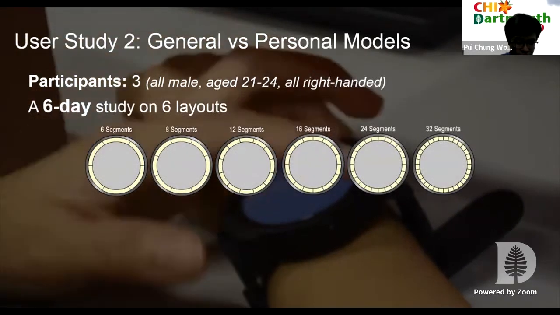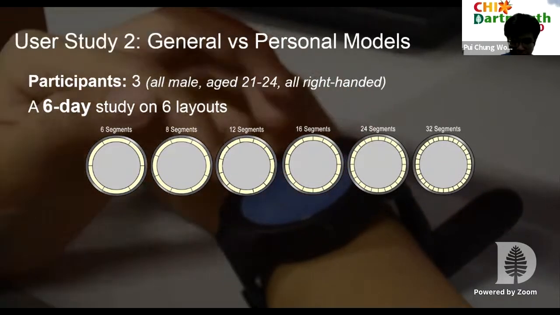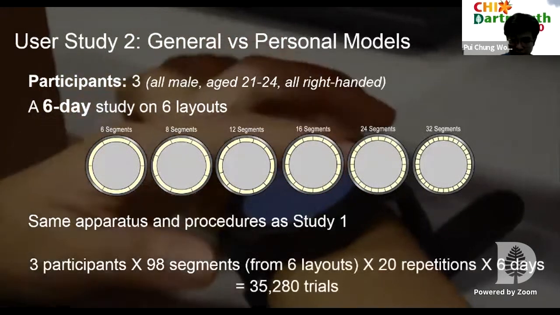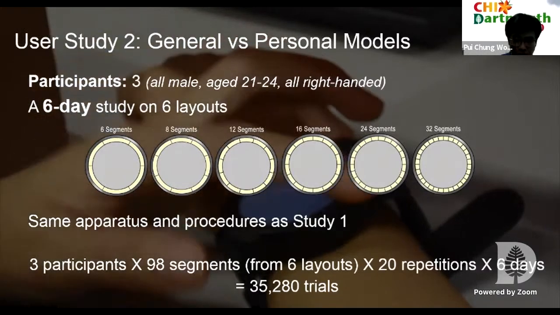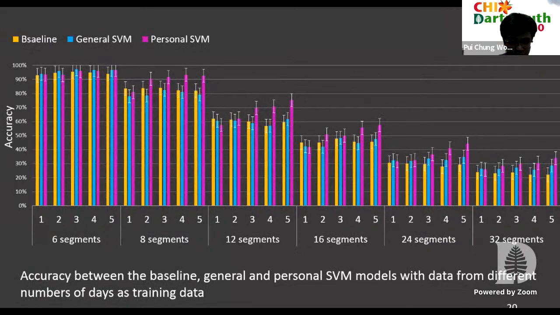And we also ask the user to perform Bezel initial swipe on this 6 layout. And we use the same apparatus and procedure as study 1. After this, we compare the general and personal SVM model. This figure shows the accuracy between the baseline general SVM model and the personal SVM model with data from different numbers of days as training data.